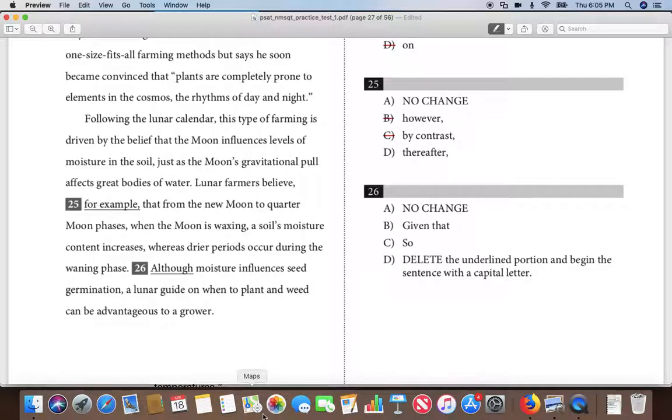What's better, A or D? Probably A, right? What do you guys think? A or D? A. It's A. Absolutely, right? Now look at the second sentence here. It's an example of how the moon influences moisture levels in the soil. They say when the moon is waxing, the soil's moisture content increases, whereas dry periods occur in the waning phase. That's a specific example of this general idea of how the moon influences moisture levels in the soil. Does that make sense? Why A works? Yes. So here's the general idea and then the example in the second sentence. So that's it. It is answer choice A.